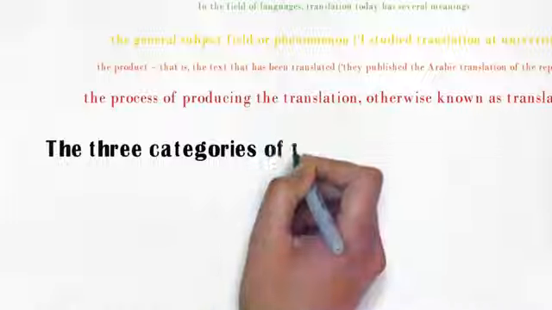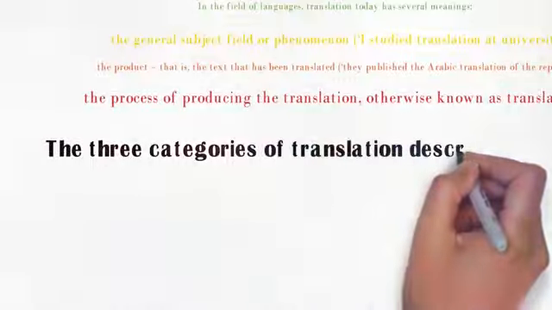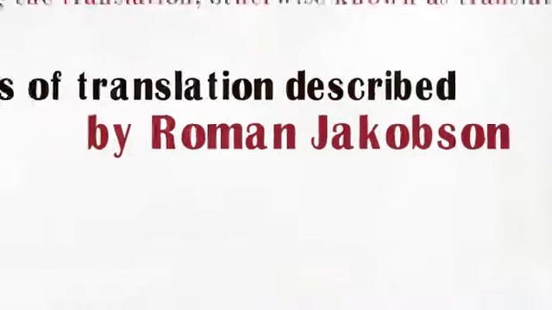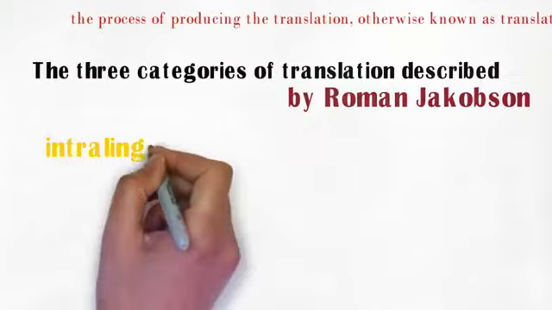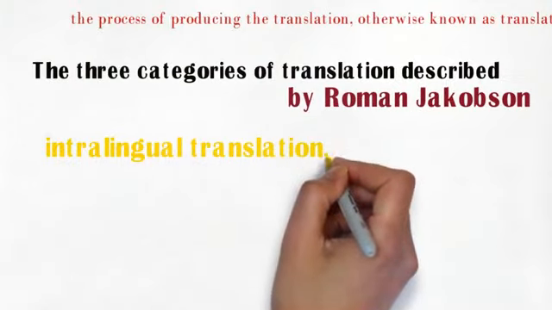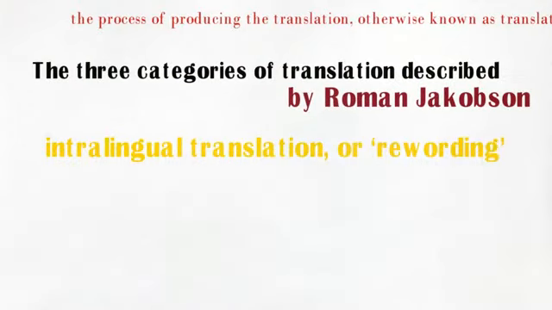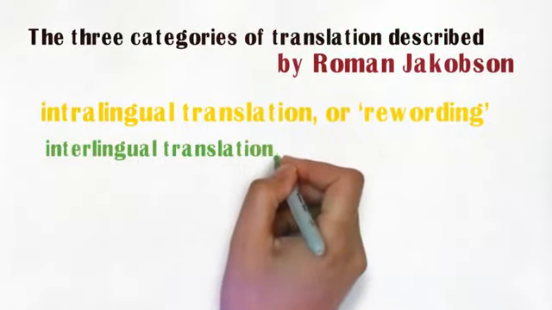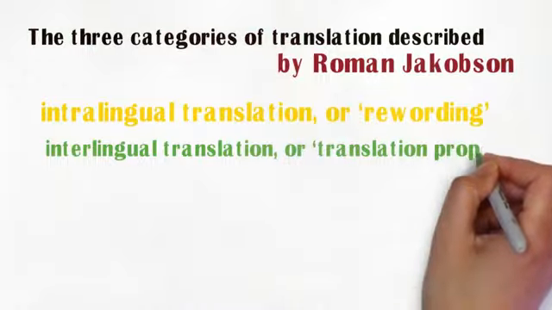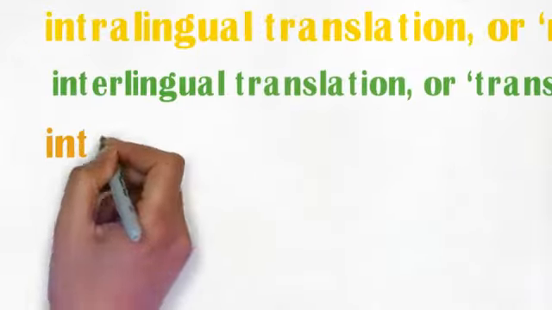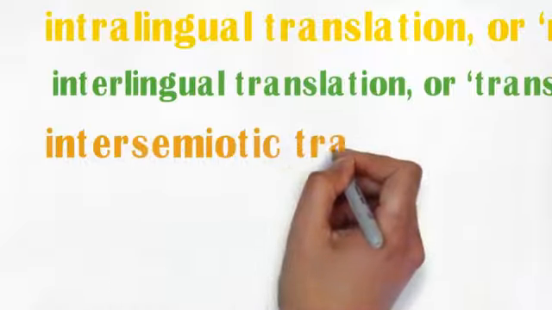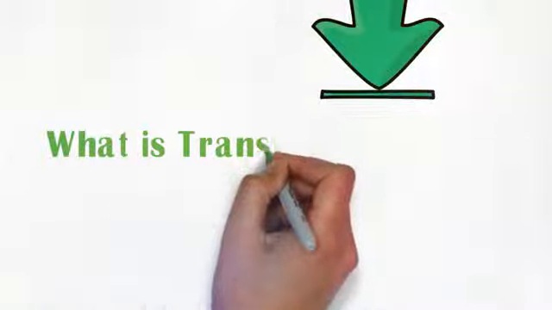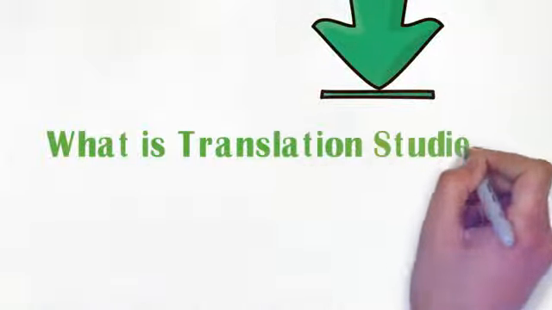What about the three categories of translation described by Roman Jakobson? Number one, intralingual translation or rewording. Number two, interlingual translation or translation proper. Number three, intersemiotic translation. These are the categories. What is translation studies?